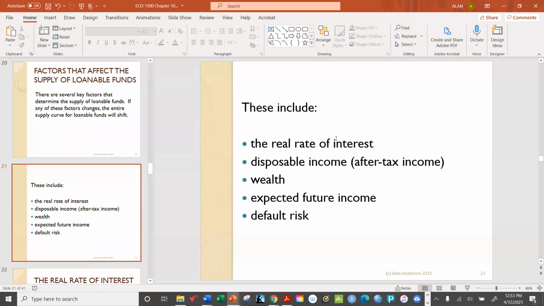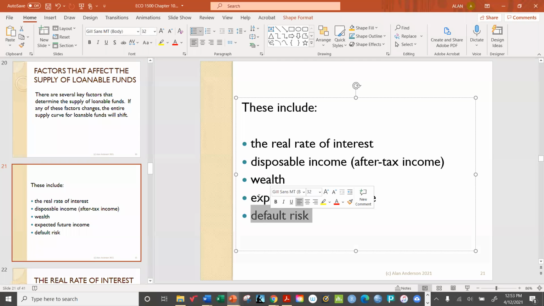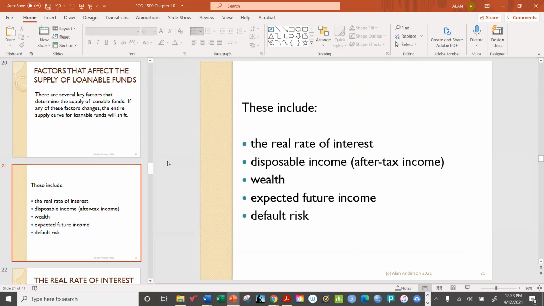Oh, there's so many. Now, the real rate, of course, we knew about that, but what about disposable income and wealth and our expectations of future income? And this last one we'll discuss when we get to it. Default risk basically refers to the risk that lenders will not get all their money back. Okay, so what we want to do is analyze each of these separately and determine how they would affect the supply of loanable funds.